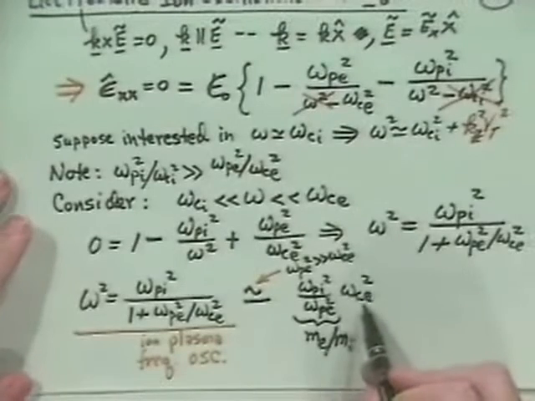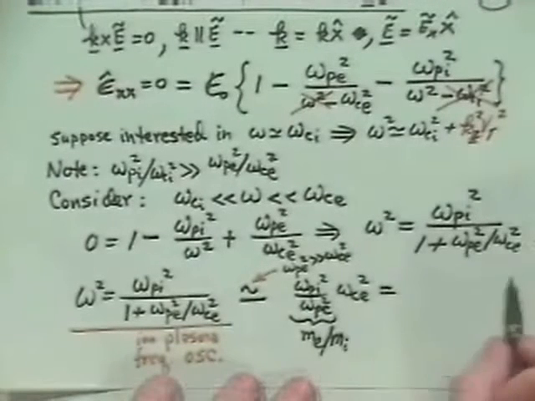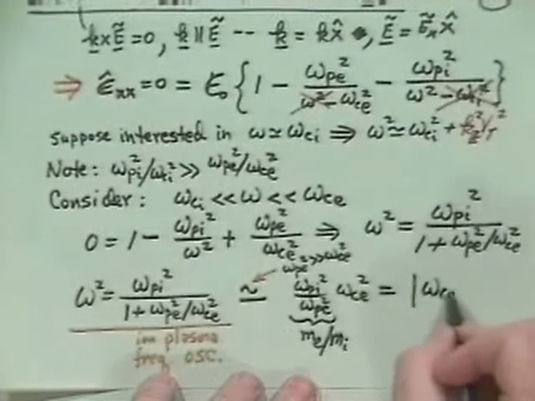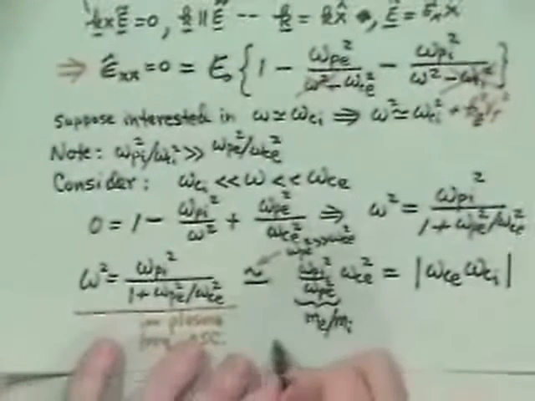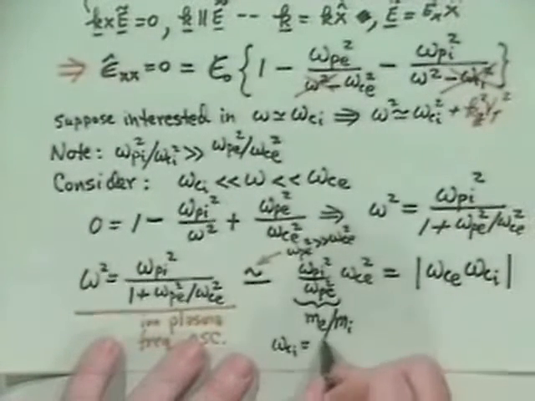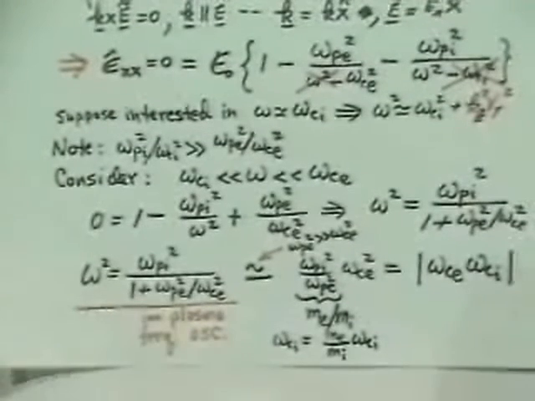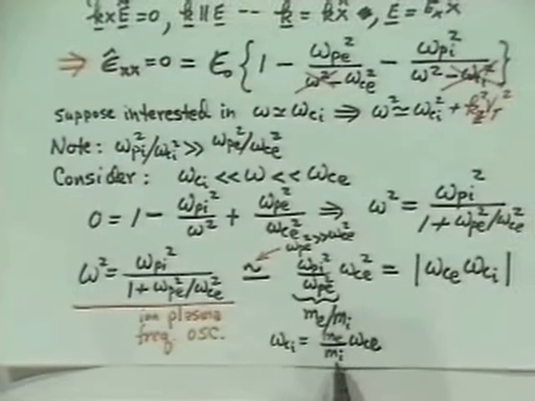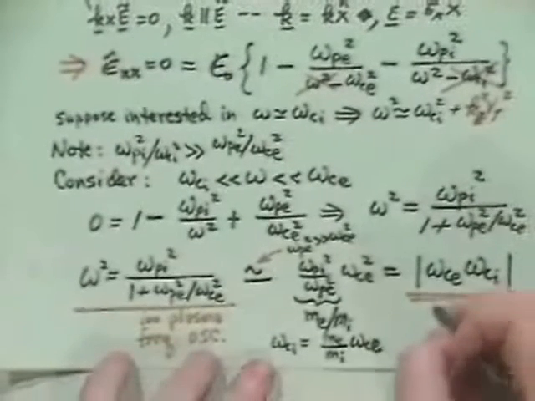And then if we remember that the electron cyclotron frequency is QB over M, we can just convert, and this becomes the absolute value, because some people put signs on these things, of omega_ce times omega_ci, where we have used the fact that omega_ci is equal to m_e over m_i times omega_ce. That is to say, the ion cyclotron frequency is the small mass ratio times the electron cyclotron frequency. Now, in this form, or this particular limit, this is called the lower hybrid frequency.